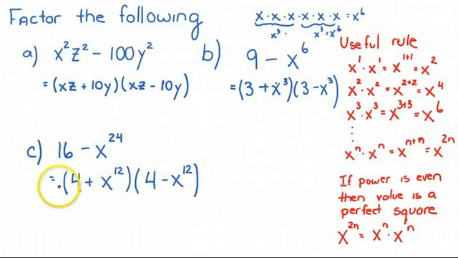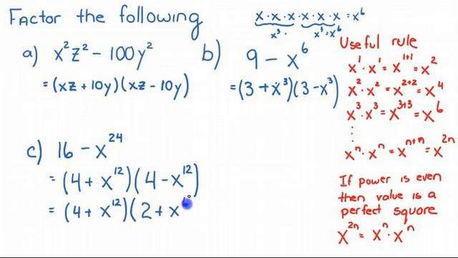So here, you might be tempted to stop, but let's make sure we go through to see if any more factoring can happen. So we have 4, which is a perfect square, and x to the 12, and since the power is even, x to the 12 is a perfect square, but this is an addition sign. So I can't apply difference of squares here, so I simply leave it as 4 plus x to the power of 12. But this next one, I have 4, which is a perfect square, minus x to the 12, and again, 12 is even, so that is a perfect square. So I can factor this second binomial to 2 plus x to the 6 times 2 minus x to the 6.